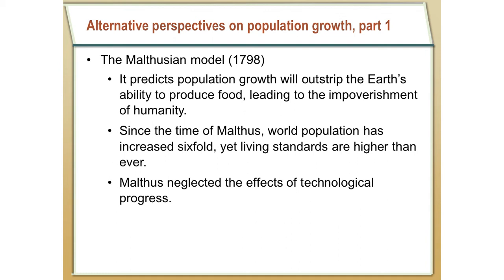So some very, very dire predictions. However, this never came to be. So since the time of Thomas Malthus, world population has increased a ton, and yet living standards are higher than ever. And it turns out that until we achieved a fairly high level of population density in cities and things, we didn't really see a big increase in the standard of living.